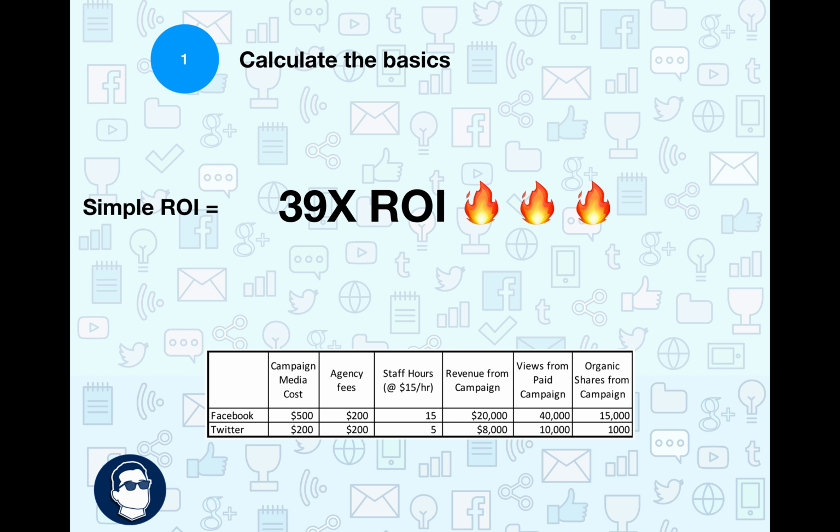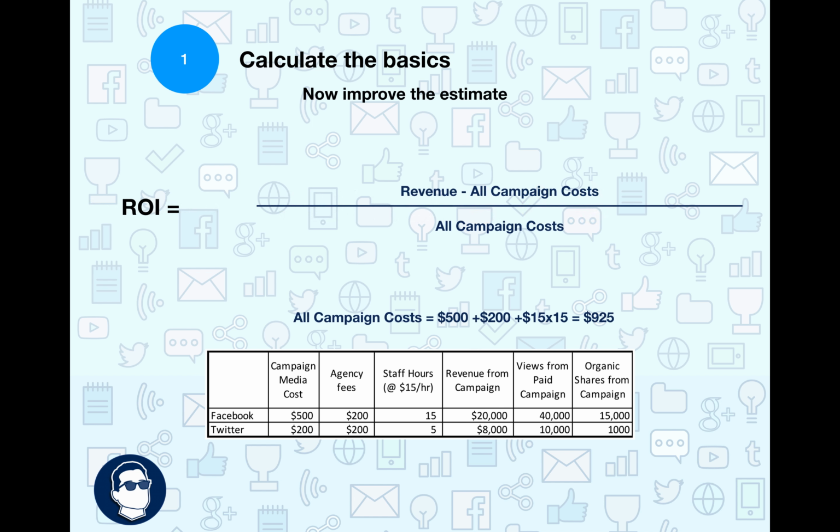Now, we know more about the costs that we've had to allocate towards this because we know that an agency guided us on picking our target, and that was $200 for Facebook. And we had 15 staff hours for a social media analyst at $15 per hour. So let's enhance our estimate. Our revenue will stay the same, but we're now looking at all the campaign costs. So 15 times 15 is 225. Add up all the campaign costs, that's 925. Do the math. Now we're down to 20.6 times ROI. That's still pretty amazing. So let's look at the other information that we have.